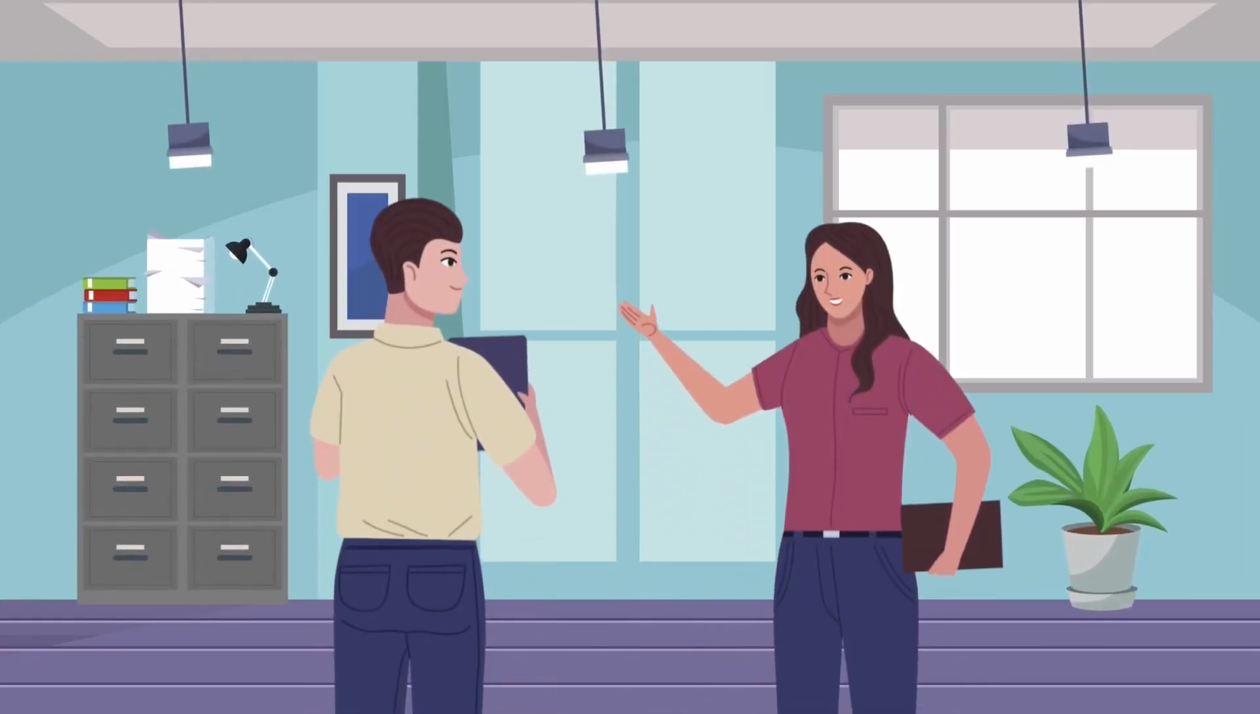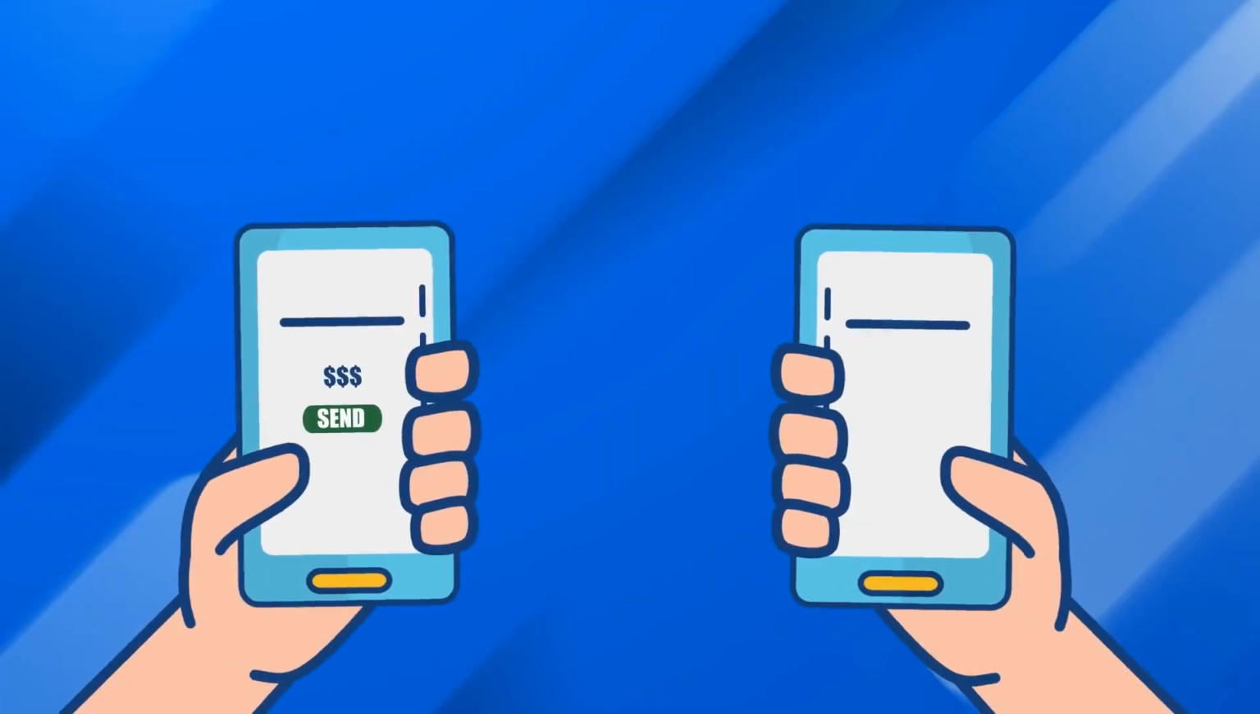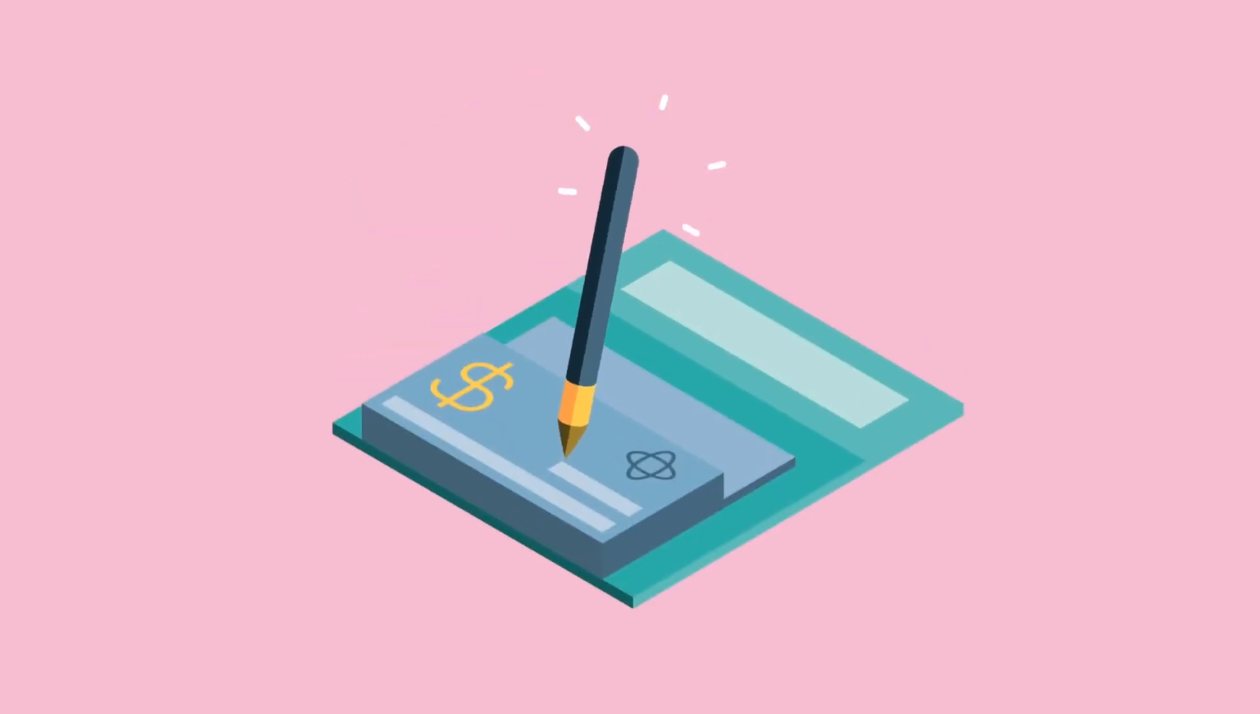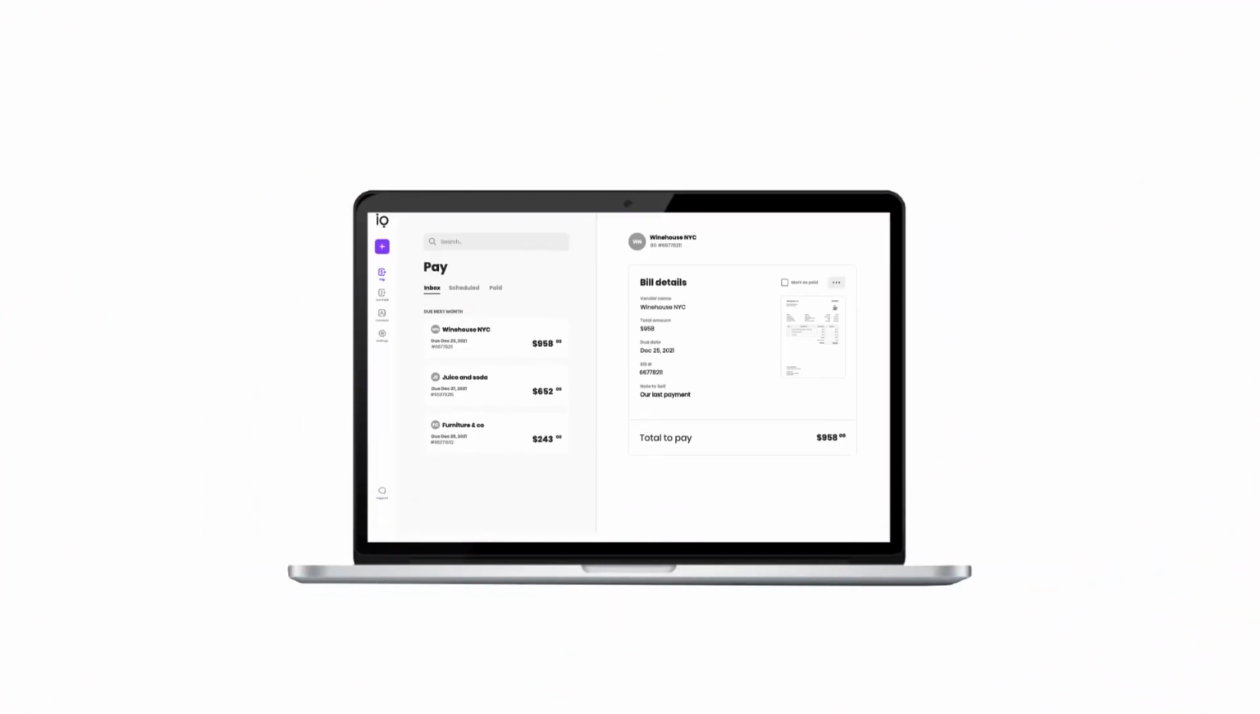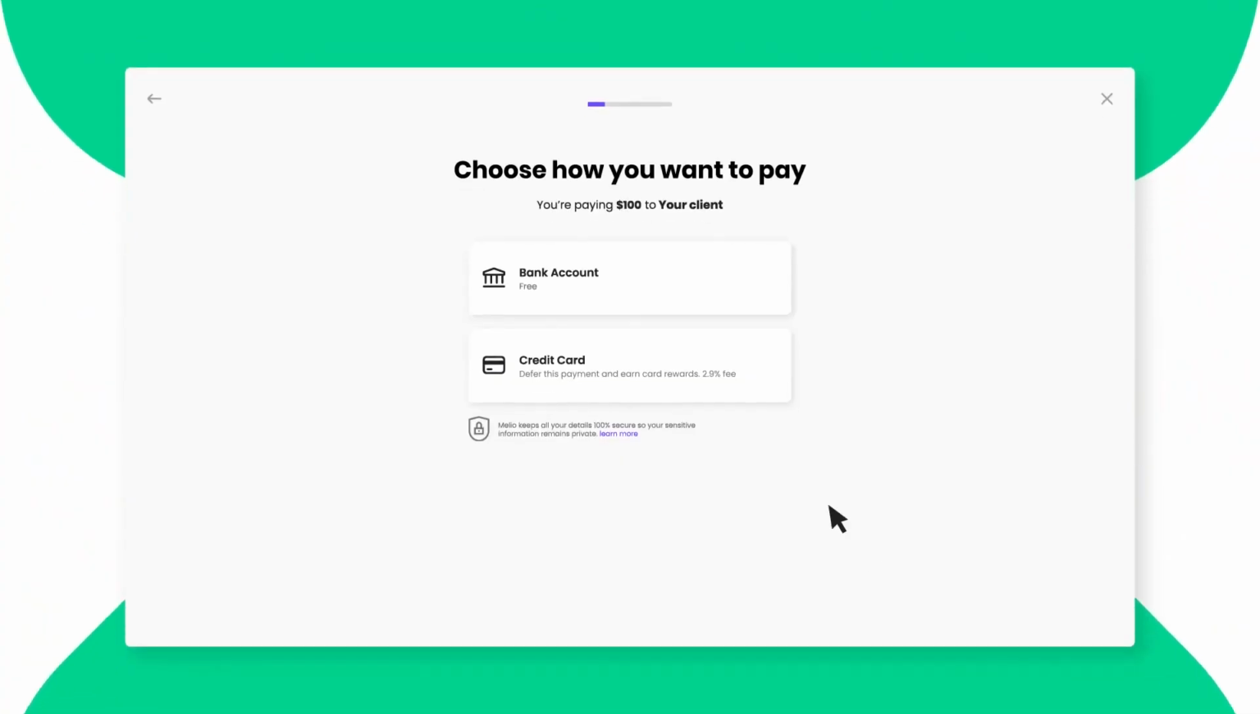Some vendors are only going to accept certain methods of payment, say maybe a bank transfer or a paper check. But let's say you, the person buying the product or service, wants to pay with a credit card or a debit card or some other method of payment. Melio essentially bridges that gap and allows you to pay with a credit card or a debit card and the vendor to receive, say, their paper check.